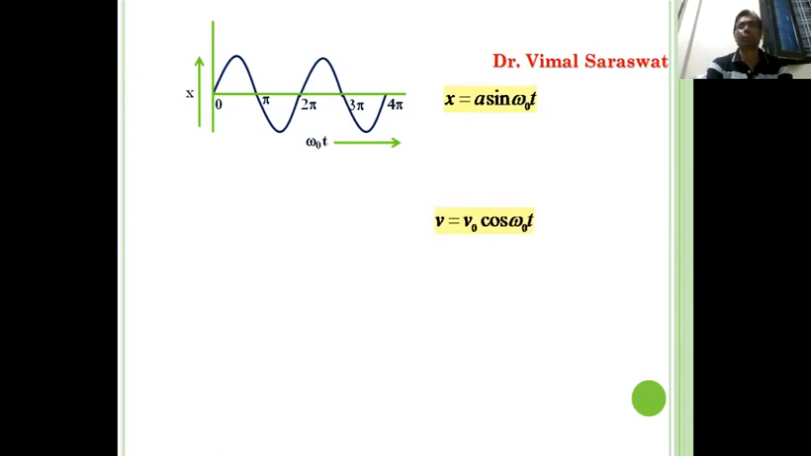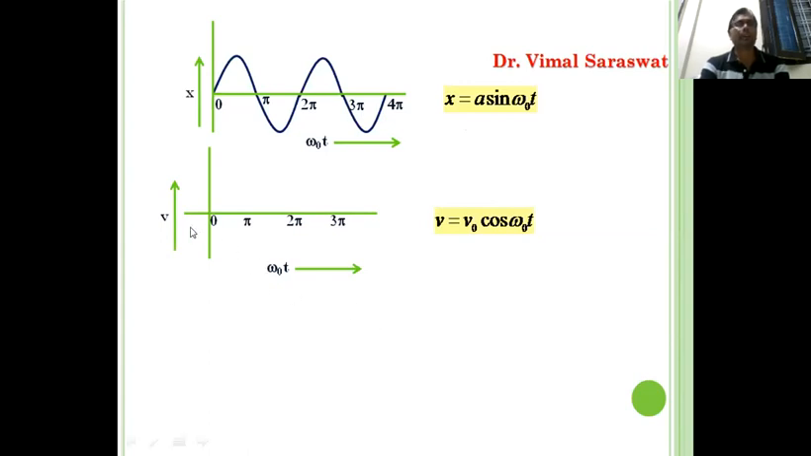Now v is equal to v naught cos omega naught t, and we want to plot a graph between velocity and omega naught t. So these are the axes, and when omega naught t is 0, then cos omega naught t is equal to 1, which is the maximum value of cosine curve. So the value of v will be maximum, and when omega naught t is pi by 2, then v is equal to 0. So the graph between velocity and omega naught t is found to be like this.